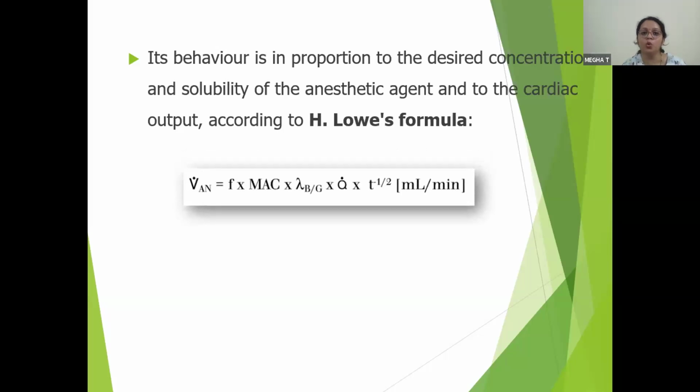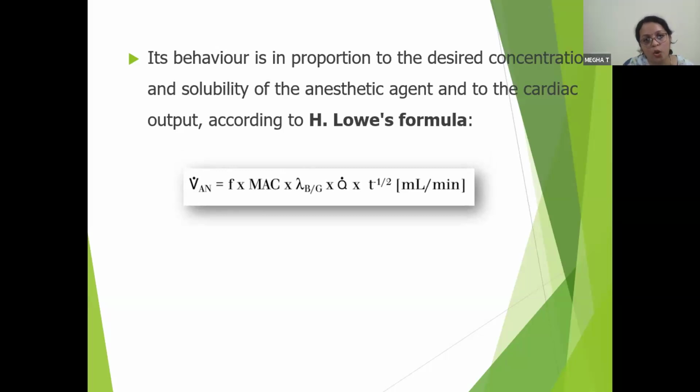The formula used for uptake of inhalation anesthetic is Lowe's formula. That is uptake of anesthetic agent. F is nothing but the desired expiratory anesthetic concentration as a function of MAC. That is, if you want 0.8 MAC, then F will be 0.8 MAC. This is the blood gas coefficient, Q is cardiac output, and T is the time.